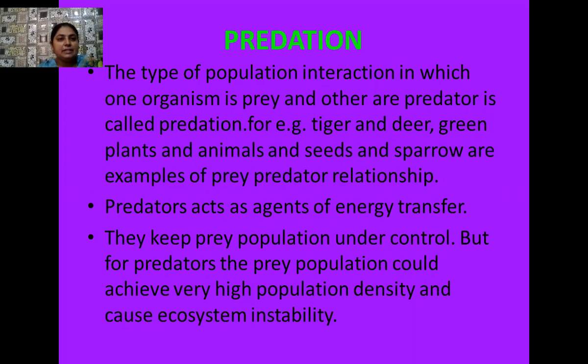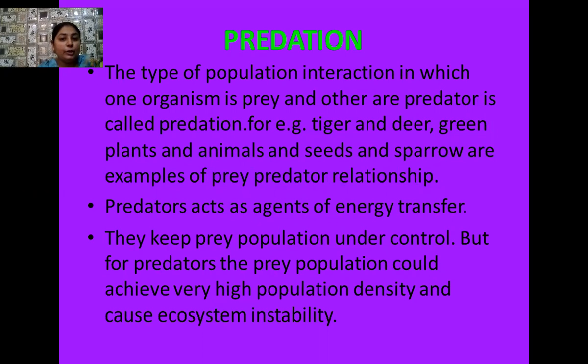So these predators generally cause harm to the prey. They keep a check on the population of the prey and they maintain an ecological balance in the habitat. But these predators are also beneficial in many aspects. For example, they act as agents of energy transfer. They transfer the energy from one trophic level to the next trophic level.